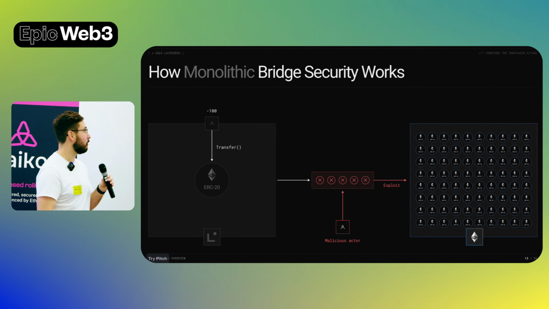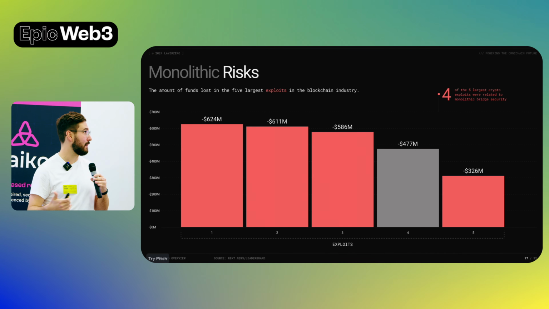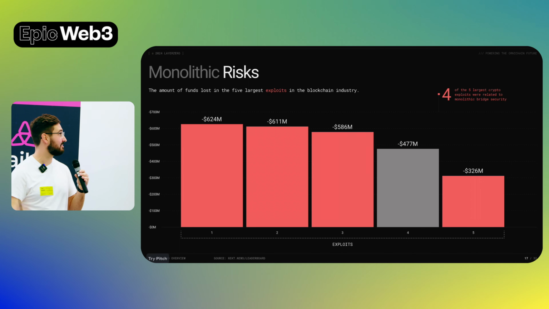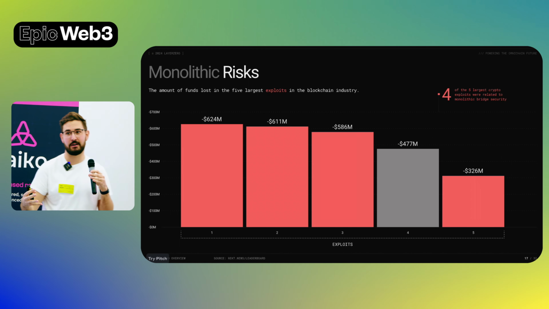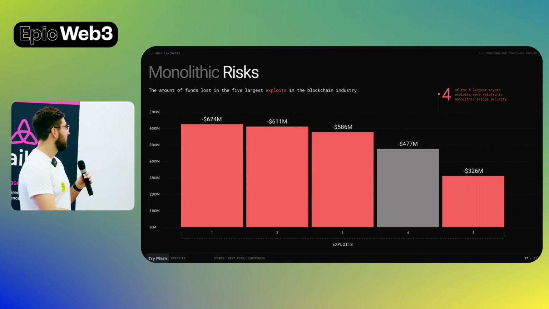And so from a high level, if we look at the biggest exploits in the crypto industry in the past 10 years, you can see that 4 out of the 5 largest hacks are due to this type of monolithic bridge security, trusting some validation mechanism to deliver messages on your behalf that goes rogue.